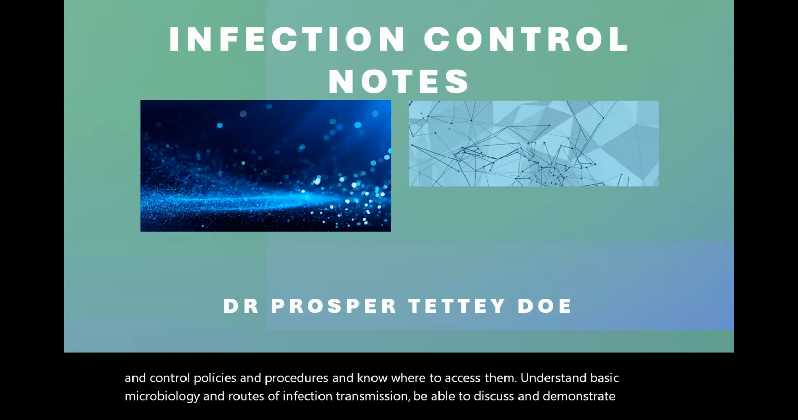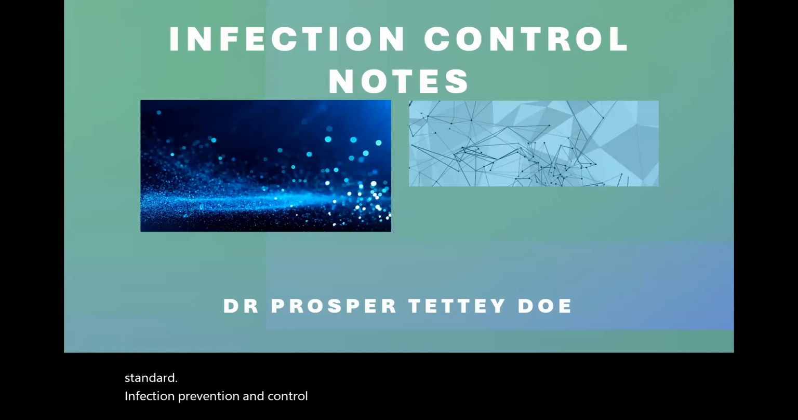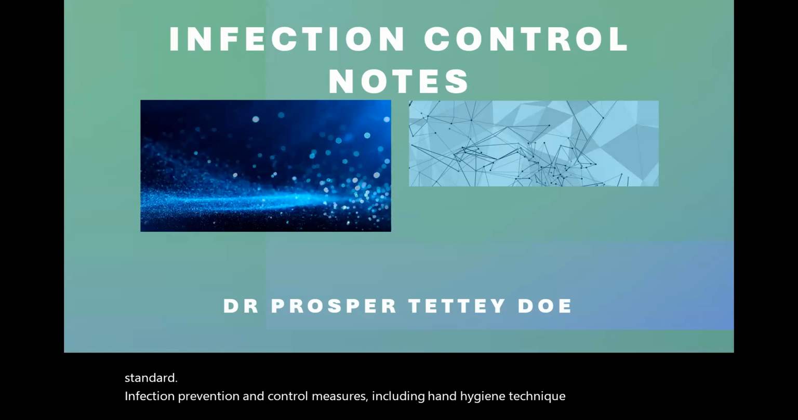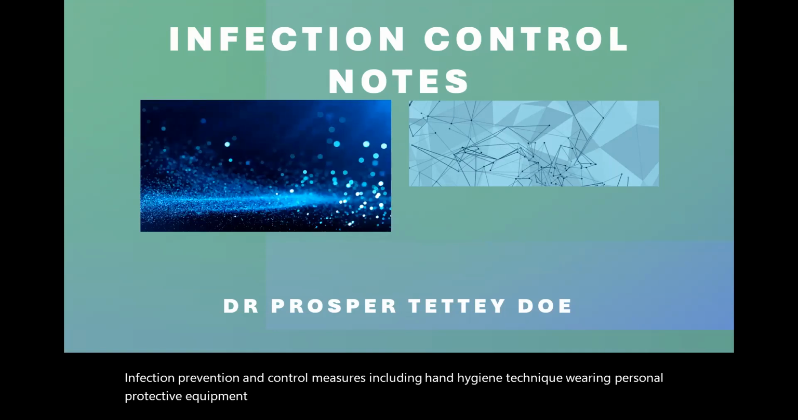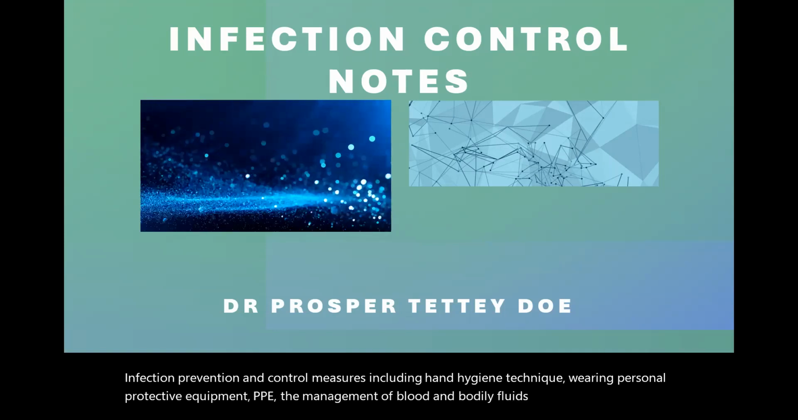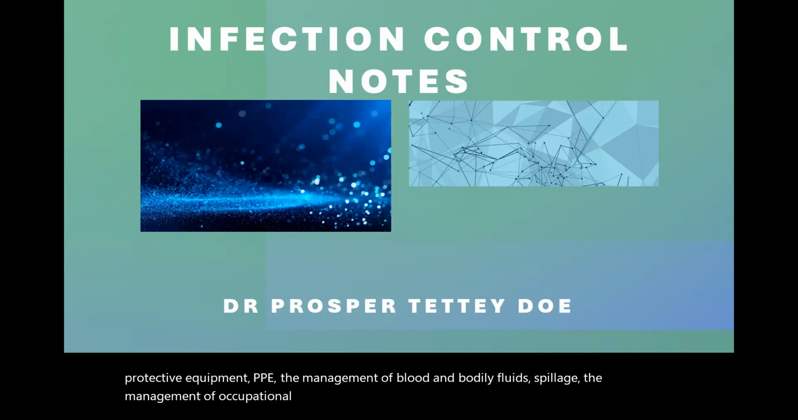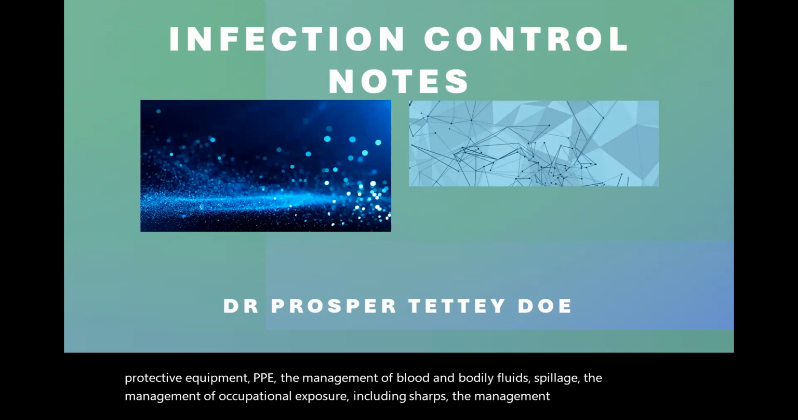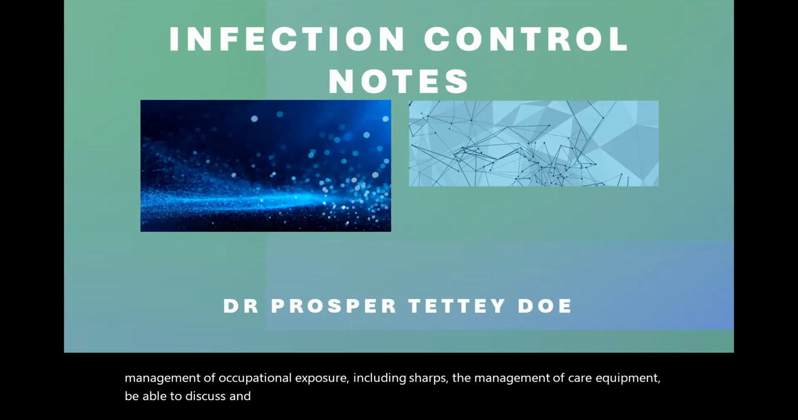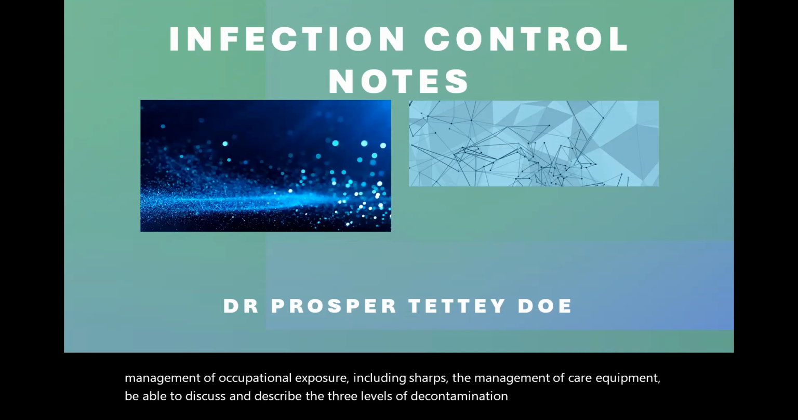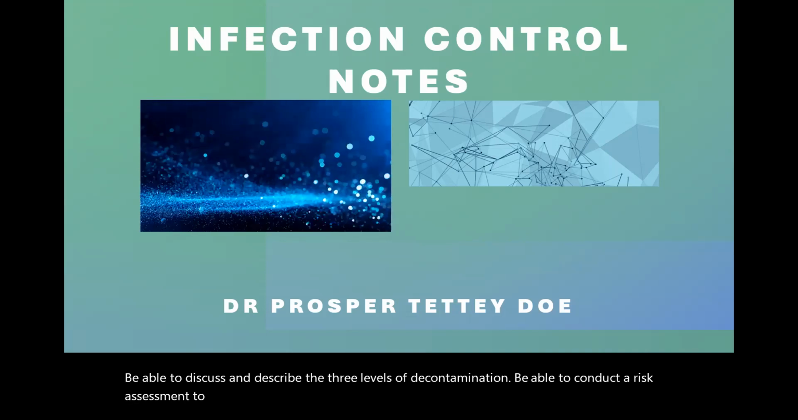be able to discuss and demonstrate the standard infection prevention and control measures, including hand hygiene technique, wearing personal protective equipment, PPE, the management of blood and bodily fluid spillage, the management of occupational exposure, including sharps, the management of care equipment, be able to discuss and describe the 3 levels of decontamination, be able to conduct a risk assessment to ensure infection prevention and control measures are in place.